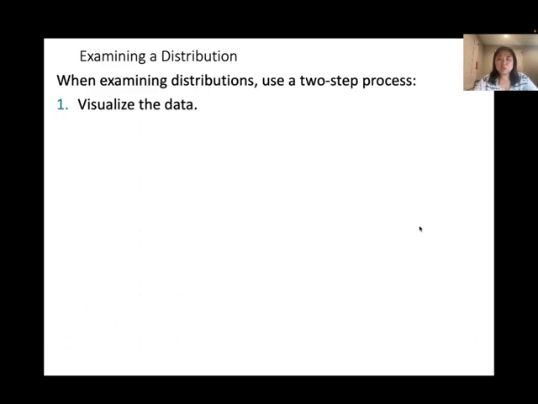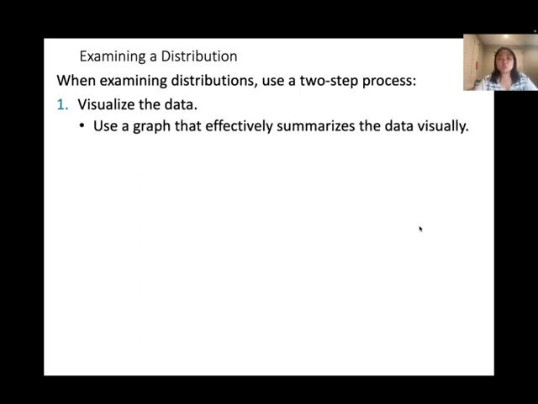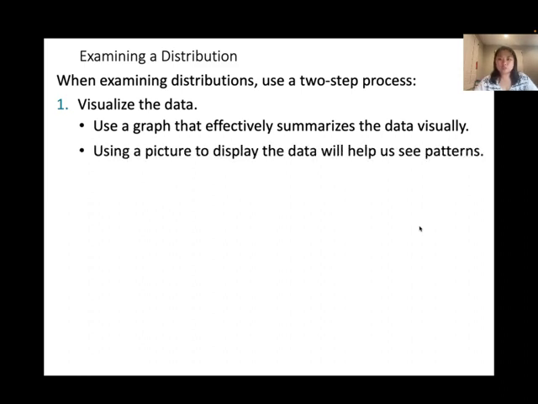When examining the distribution, use a 2-step process. The first one is to visualize the data. You could think of it as: the first step is to see it. Use a graph that effectively summarizes the data. You can use a histogram, dot plot, or stem plot to summarize the data so we can easily look at it. Using a picture to display the data will help us see the patterns. Remember, we may see a normal distribution, a uniform distribution, or we could see whether the data is symmetric.